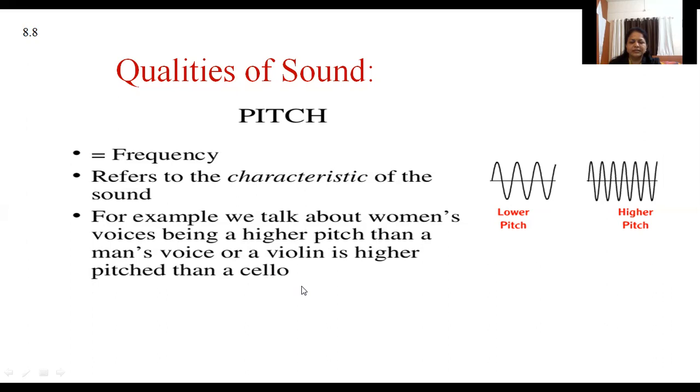म्हणजे जो काही श्रिलिंग असा आवाज असतो, that is the voice of the woman is said to be of the higher pitch. म्हणजेच काय, तर the sound has the higher frequency. The number of oscillations is greater than in the man's voice.